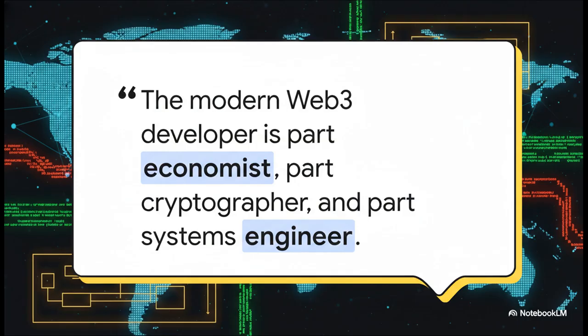It's not enough to just be a great coder anymore. If you want to build things that last, things that have real value in this new world, you have to be part economist, part cryptographer, and part systems engineer all at the same time. You have to understand the incentives, the security, and the architecture. You have to be a polymath.